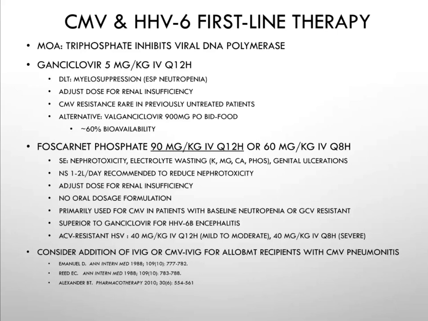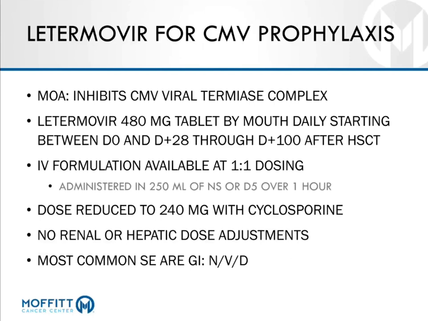It's also used for acyclovir-resistant HSV infections, although you can use a lower dose of 40 milligrams per kilogram Q8 to Q12 hours, depending on the severity of the infection. And for CMV pneumonia, there's some data suggesting that adding an immunoglobulin combination may be helpful.